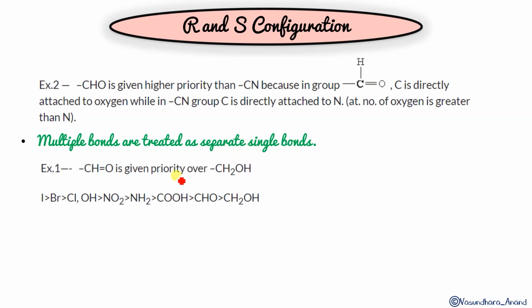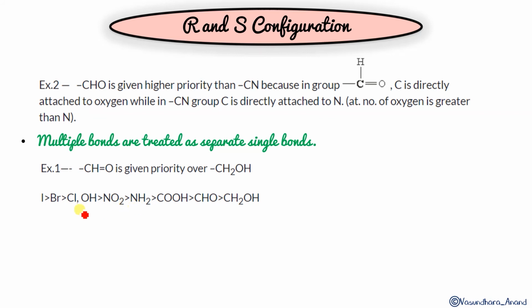CH double bond is given priority over CH2OH. Like, a double bond is there, so we will consider that as a single bond, and that means it is going to attach with another carbon, so two carbons. That's why this will get more priority than this. Got it? A simple way: a multiple bond will be given more priority than a single bond. That's it.